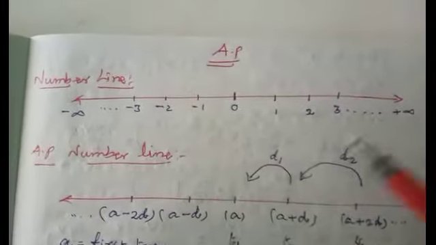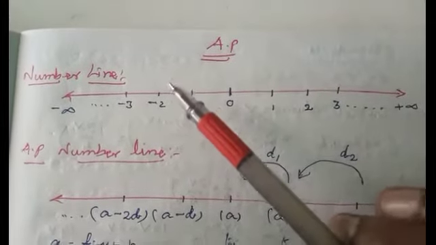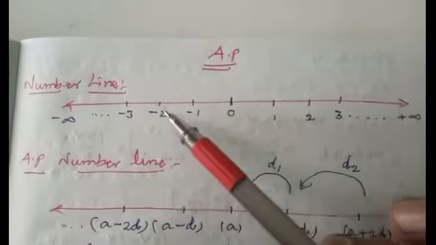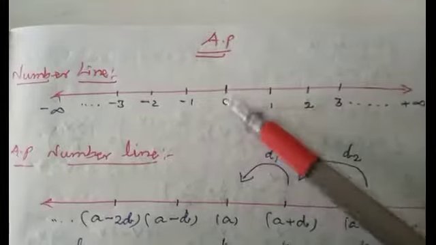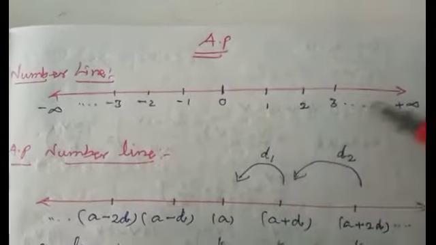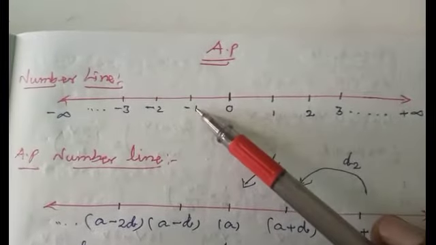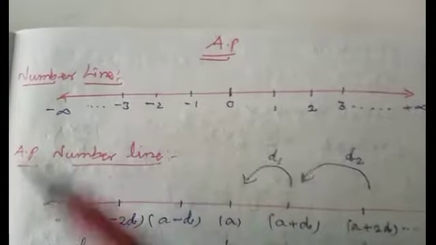This is chapter 5, arithmetic progression. For this chapter we need the idea of number line first. The number line we have already learnt in lower classes. This is a number line, 0 is the center point, and on the right hand side the positive numbers 1, 2, 3, 4 etc. up to plus infinity, and on the left hand side we have negative numbers, that is minus 1, minus 2, minus 3 etc. up to minus infinity.